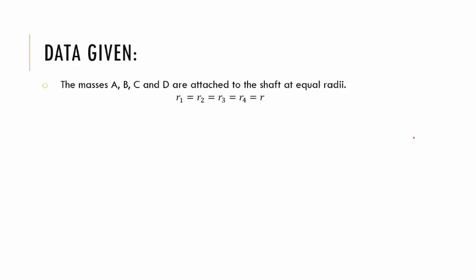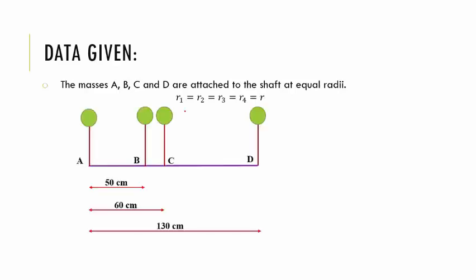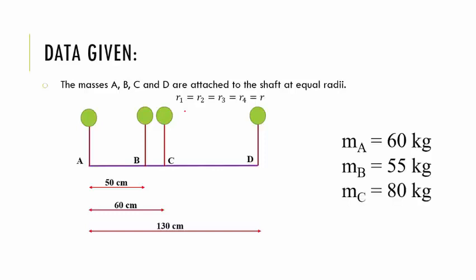The given data are: the masses A, B, C and D are attached to the shaft at equal radii. So we can take that R1, R2, R3 and R4 are equal to R. The distances between the various planes are given in the problem. The magnitudes of the masses located at planes A, B and C are given in the problem.